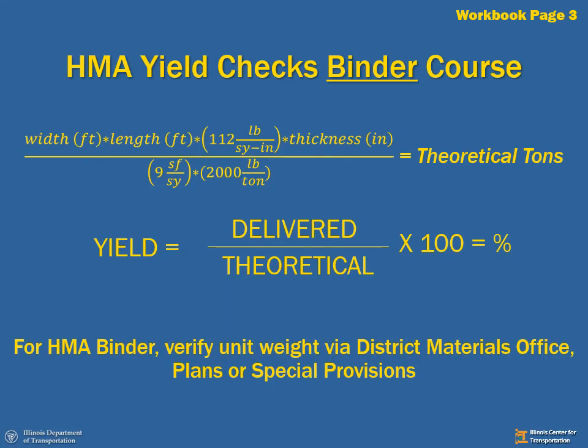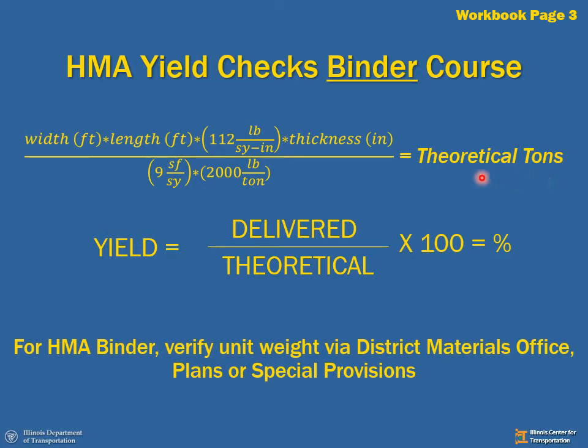On workbook page 3, we have our generic yield equation, which is the delivered amount divided by the theoretical. We have to calculate our theoretical. This is the amount we think we need based on our dimensions and our estimate of the density. For HMA yield checks on binder course, note this is underlined, this is for binder course materials. Again, we will cover surface mixes in a later module.